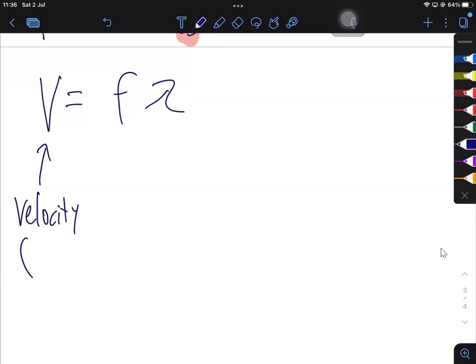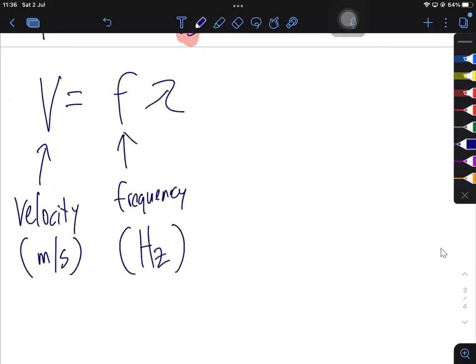What's the units of velocity again? Abigail, what's the units? Meters per second. Right. And obviously this F here will represent... Rachel, what does F represent? It's not the common word we use every day. Good, it is the frequency. What's the units of frequency again? Hz, which is hertz, guys.